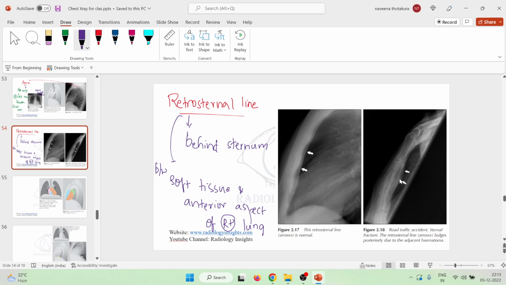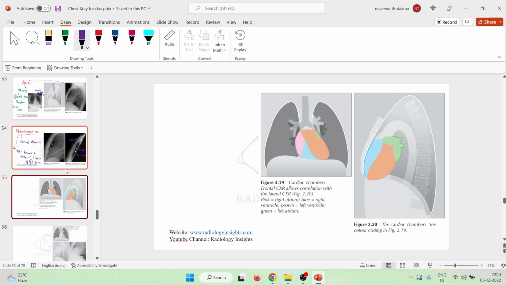But here, because of the sternal fracture, the retrosternal line bulges posteriorly. Here there is a sternal fracture, and because of it the retrosternal line is bulging posteriorly. So these are the important aspects about the lung in the lateral X-ray. Thank you.